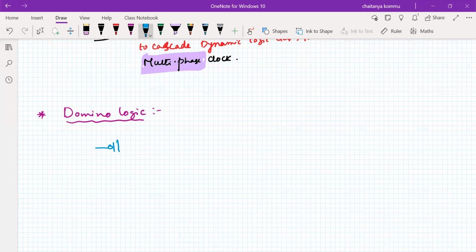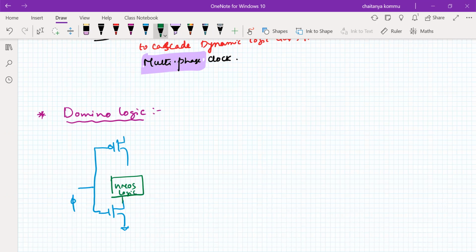That means we consider the same dynamic logic circuit. Consider this, this is called phi. This is the NMOS logic, connected here, with VDD here and the ground here, of course. And this is the clock phi. The very important point is that we have to use a NOT gate at the output. So the NOT gate is required for this one.